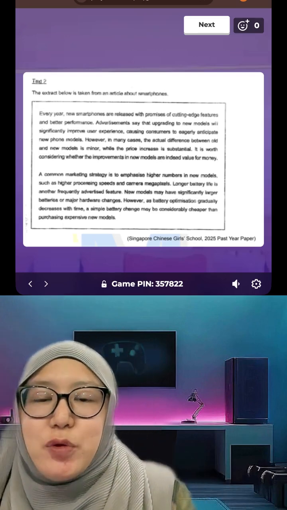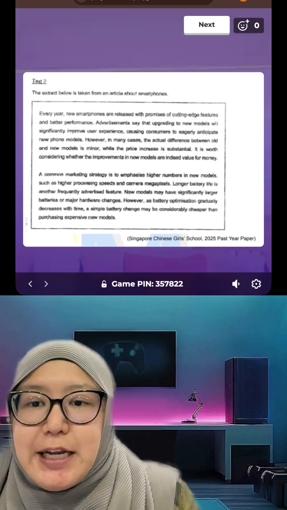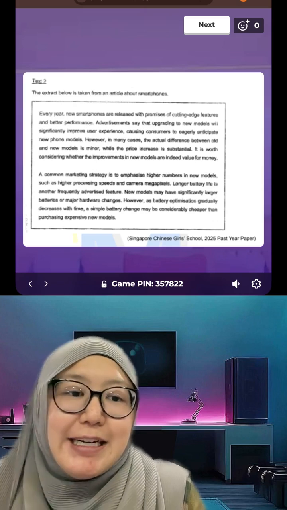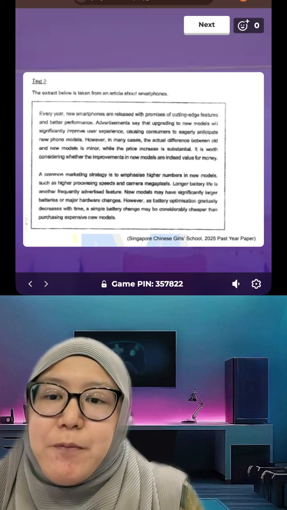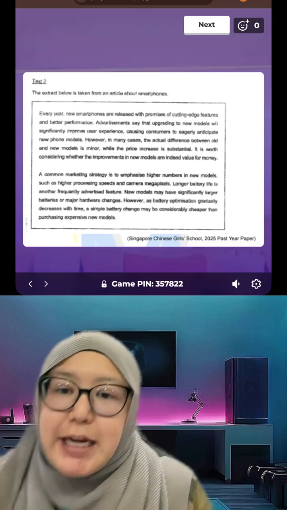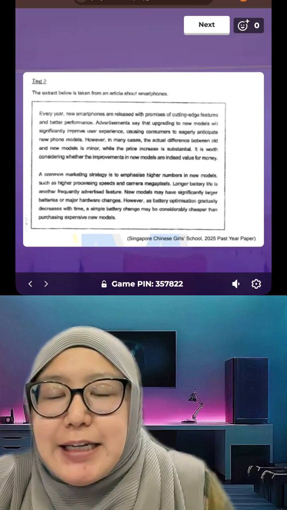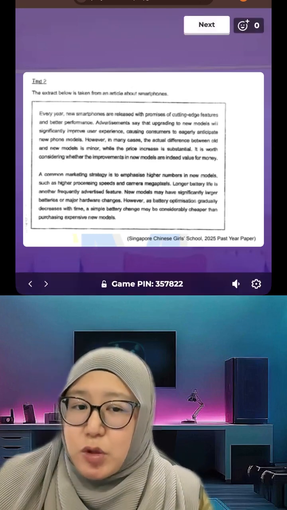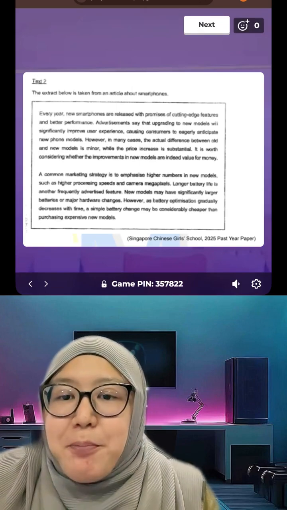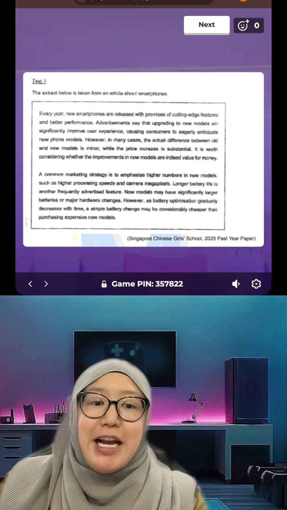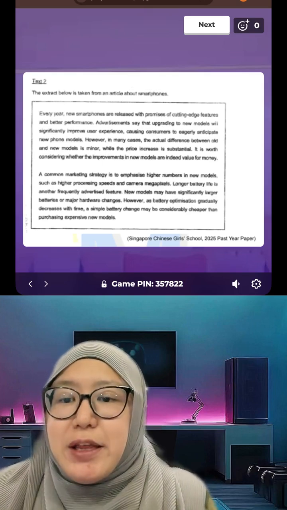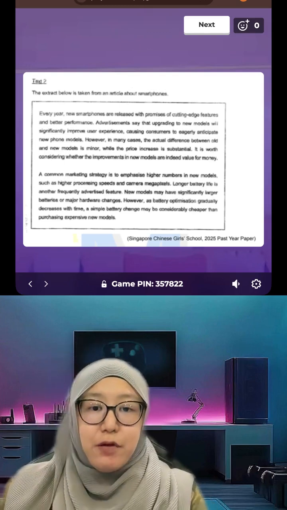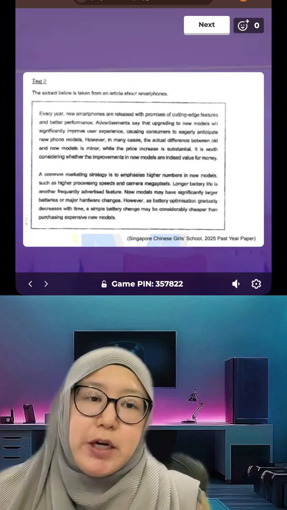Advertisements say that upgrading to a new model will significantly improve user experience, causing consumers to eagerly anticipate new phone models. However, in many cases, the actual difference between the old and new model is minor. So do you agree, while the price increase is substantial? It is worth considering whether the improvements in new models are indeed value for money, or you just want a new phone.